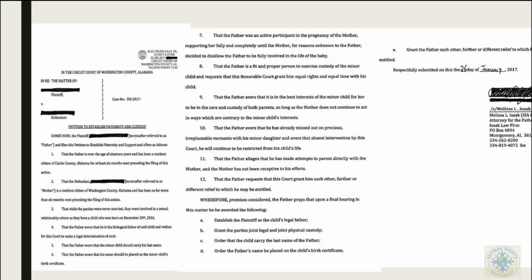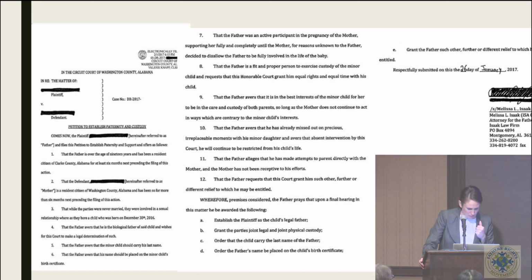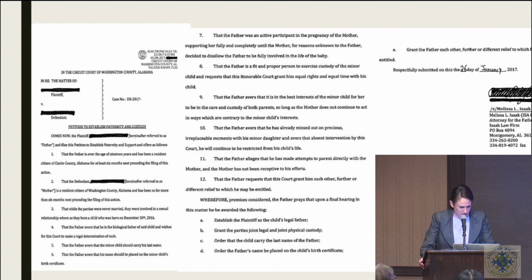So this is a real petition that we filed, a petition to establish paternity and custody. First thing, again, the father is over the age of 19 years and has been a resident citizen of Clark County, Alabama for at least 6 months before the filing of his petition. Same thing with the mother. While the parties were never married, they were involved in a sexual relationship, whereas they bore a child who was born on December 30th. The father avers that he is the biological father of said child and wishes this court to make a legal determination of such. We're saying, look, Judge, we meet the jurisdictional requirements.